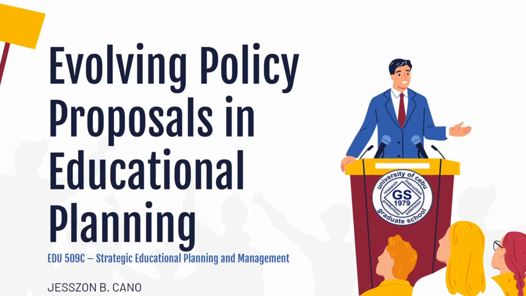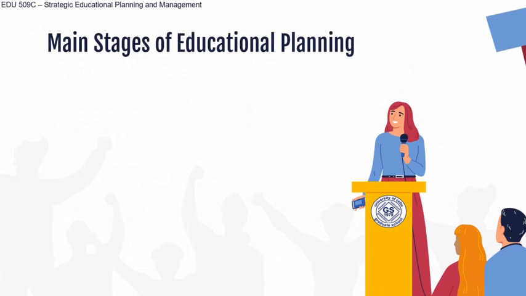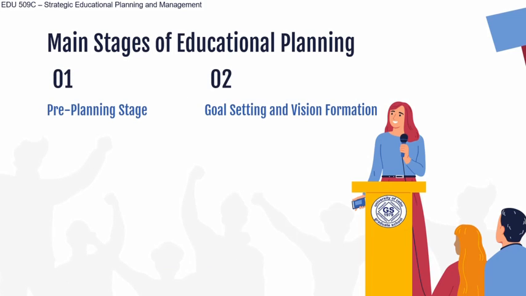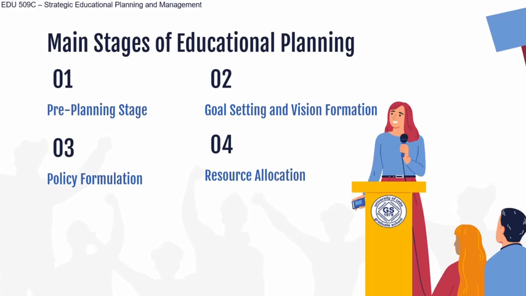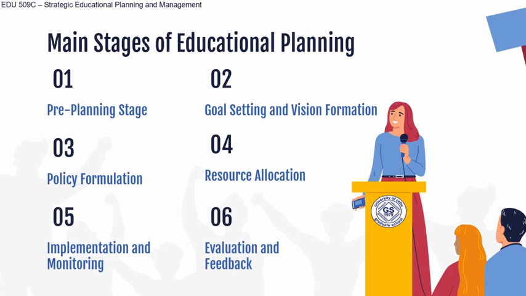So in this topic, we will explore how these evolving policies play a role in each stage of educational planning. So there are six main stages of educational planning. First is the pre-planning stage. The second one is the goal setting and vision formation. The third one is the policy formulation. The fourth one is resource allocation. The fifth one is the implementation and monitoring. And lastly, the evaluation and feedback.